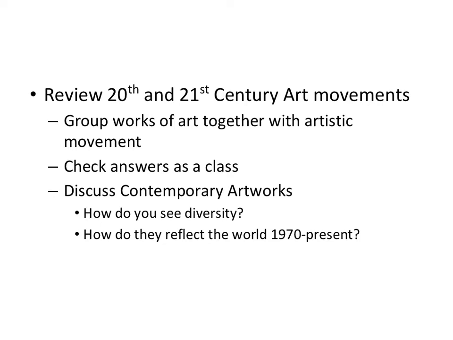I believe what you're going to do now is an activity to review 20th and 21st century artistic movements. You're going to group the works of art together by artistic movements, and then you'll go over them as a class. There are also, I believe, 4 contemporary artworks. Art historians have a lot of trouble classifying contemporary artworks into specific movements because they're so diverse. But one of the things you can really think about is how these particular artworks reflect what was going on in the world from 1970 to the present. And when you go over it, you all can discuss that question as a class.